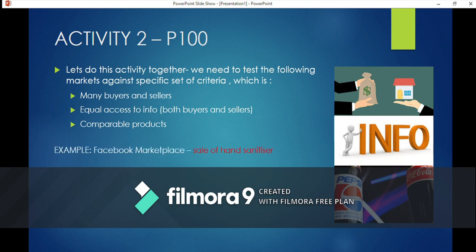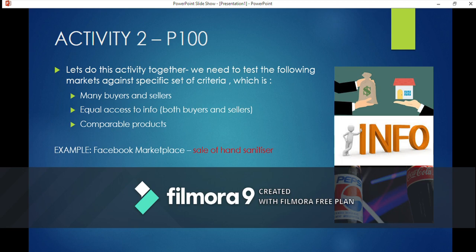Okay, so in the example, let's take Facebook Marketplace, and the product is that we want to sell hand sanitizer. So let's evaluate it based on these 3 criteria. Are there many buyers and sellers? Yes, on Facebook, in just the Kouga region, there are hundreds of buyers and sellers, if not thousands.